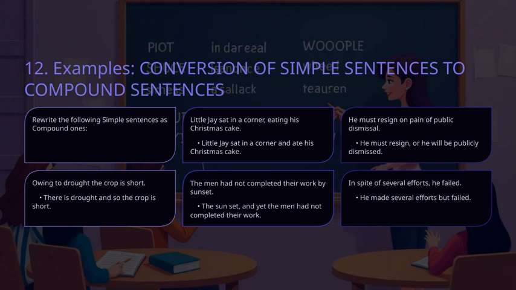The key takeaway is that converting simple sentences into compound sentences often involves using coordinating conjunctions like and, or, but, and phrases like "and so" or "and yet." These tools help us combine ideas logically and make our writing more cohesive. This skill is essential because it connects ideas more naturally, making our communication clearer and more professional, which ties into the overall theme of mastering language and sentence structure.